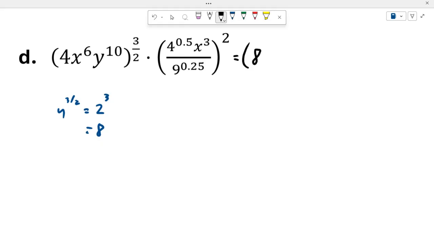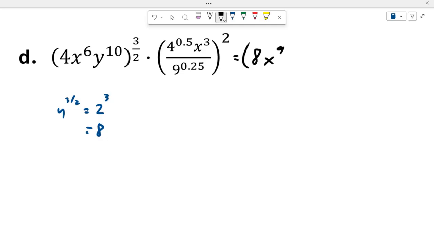For the x to the 6th, again, you can distribute the 3 halves, and I have a power to a power. So what this means is I have x to the 6 times 3 halves. Well, 6 times 3 is 18, and 18 divided by 2 is 9. So it's just x to the ninth. That is 3 halves of 6 is 9.